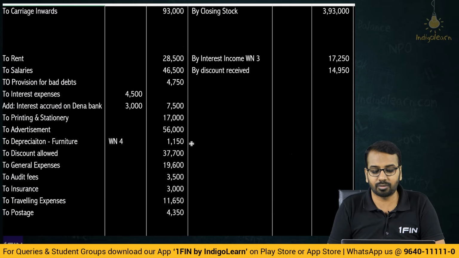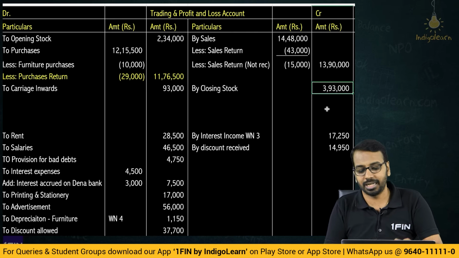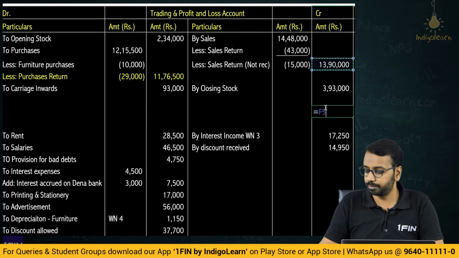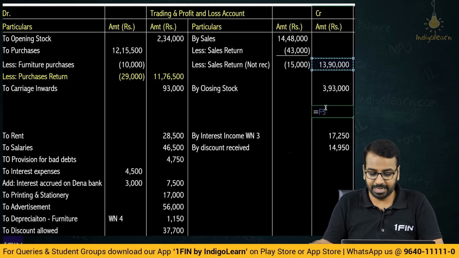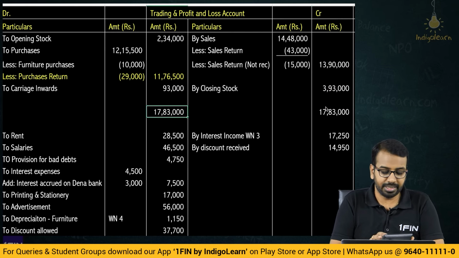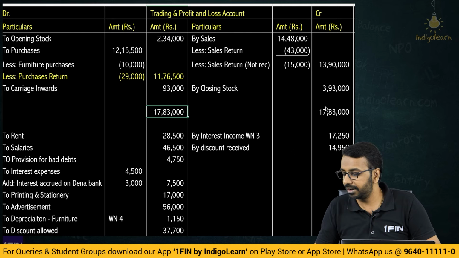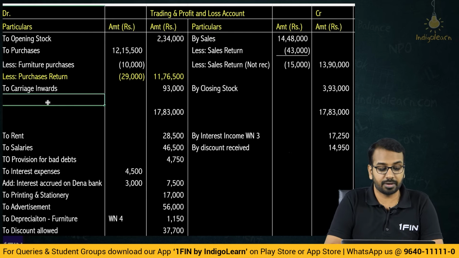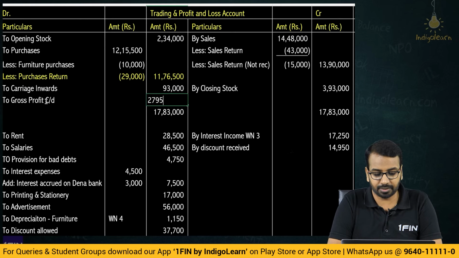So now one by one, first let us calculate the gross profit. 13,900 plus 13,90,000 plus 390. So credit side is higher, it will be a gross profit. So if you do 13,90,000, 1390 plus 393, you get 17,83,000. So this plus this, 17,83,000 on both the sides. Then 1783 minus 234 minus 1,176,500 minus 93,000. If you do, we get 2,79,500 as gross profit. Carry it down. 279,500. Okay. So this is the first part.